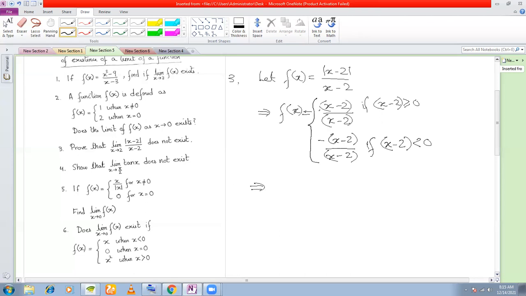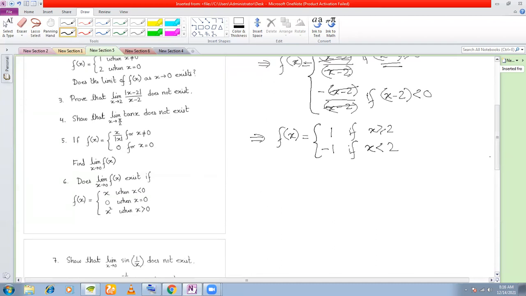Now what happens? x minus 2 cancels off. So what do you get? f(x) is equal to 1 if x is greater than or equal to 2, and again, x minus 2 cancels here, you get minus 1 if x is less than 2. See, I have simplified this function of mod in terms of a very simple piecewise function.